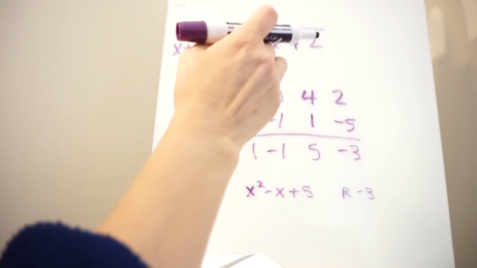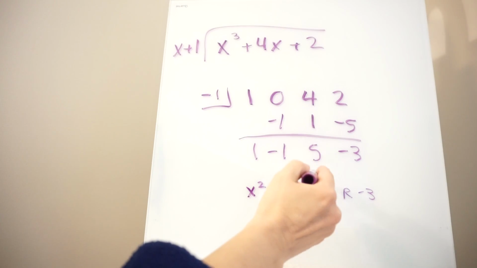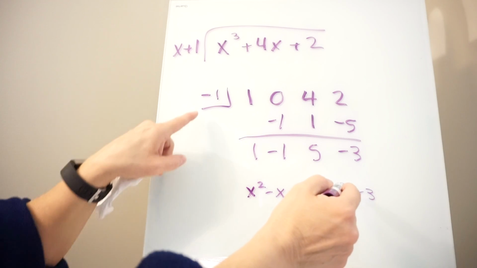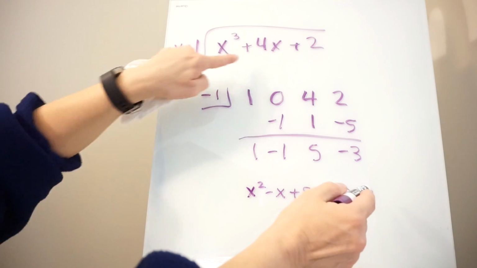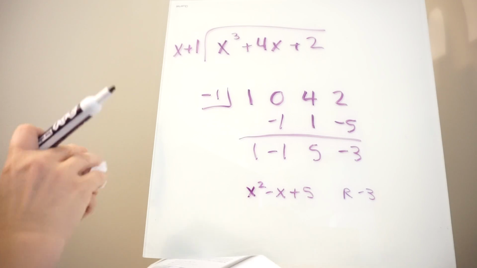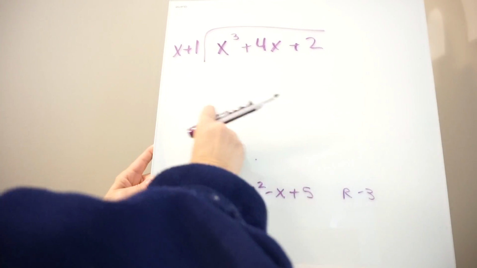Remember, with the long division that we did, we just took our answer and multiplied it by the divisor and added the remainder, and that was going to equal the original number. So that's exactly what I'm going to set up here. I'm going to rewrite this.